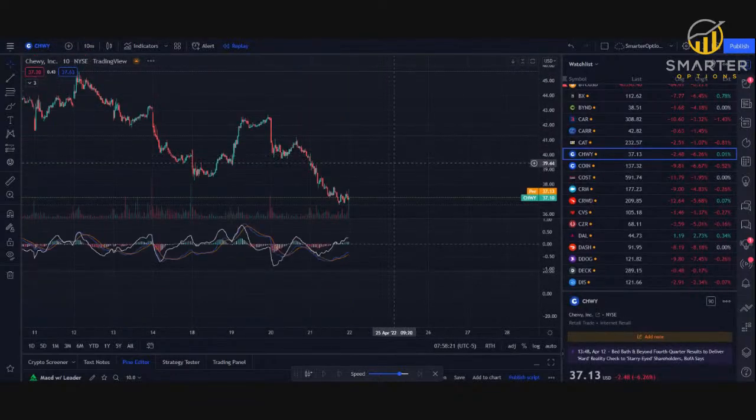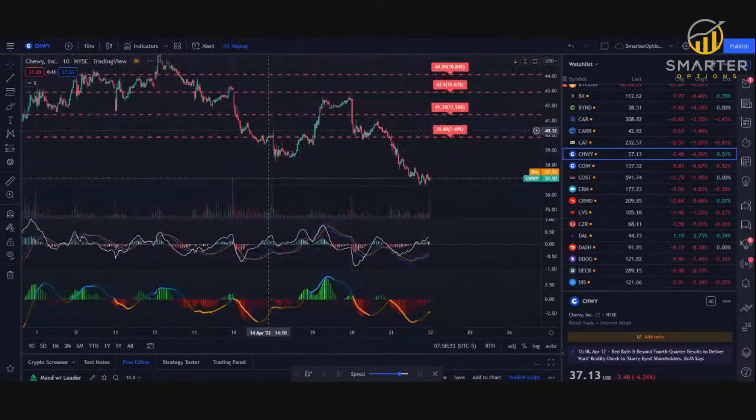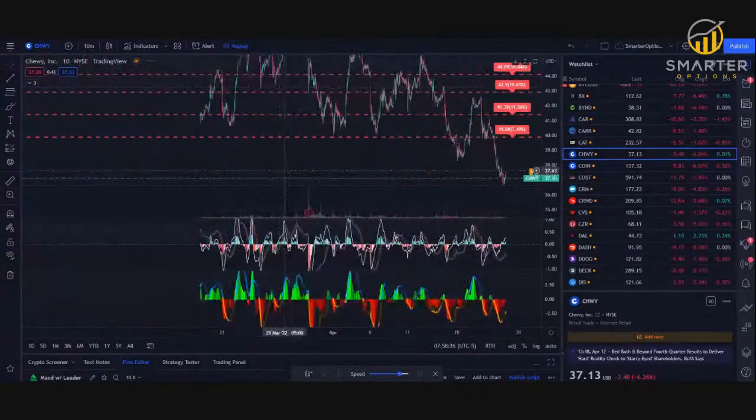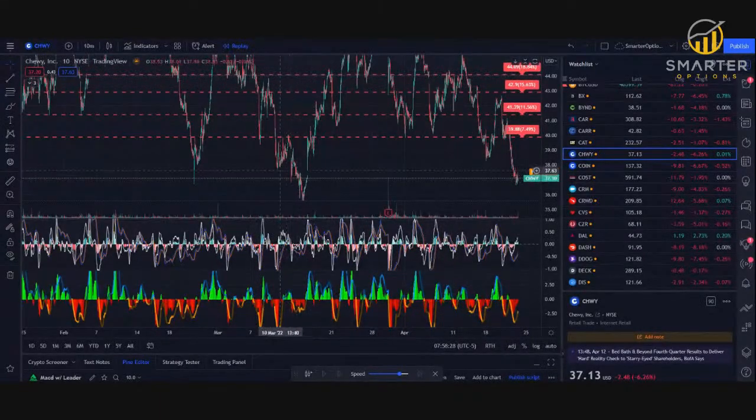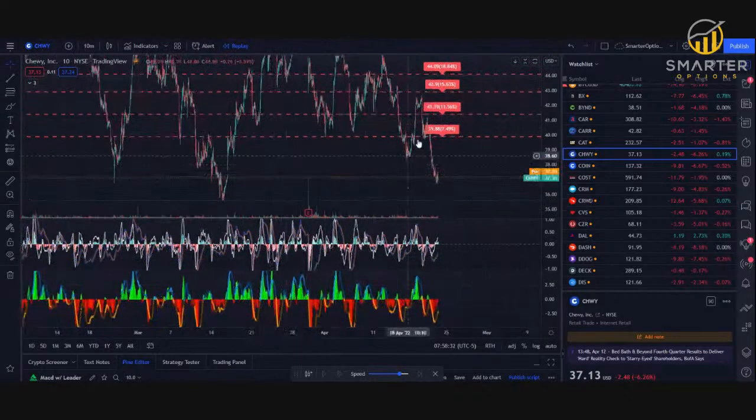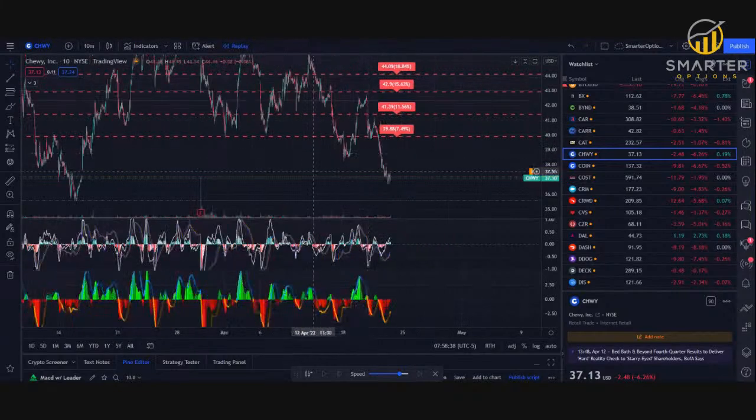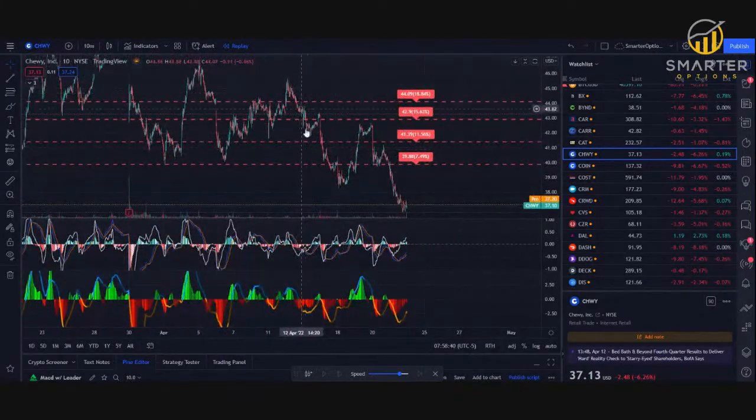Go look at Chewy. See, here's one that's broken down. See how there's no support? I mean, there is some support back here, you can see. However, that is too far back because that was back on March 15th. That is too far back for these indicators; it's not going to use that as support and resistance.